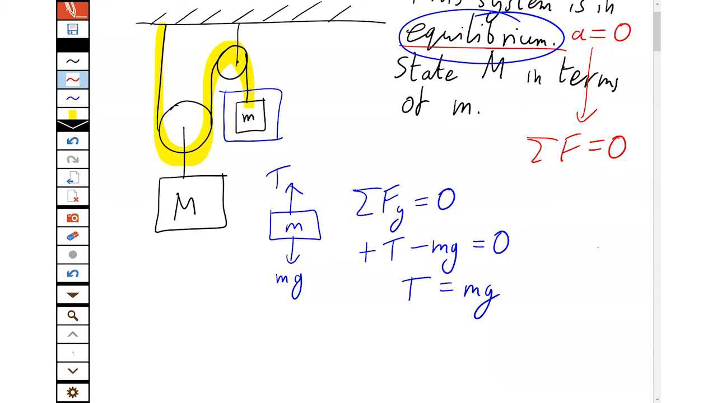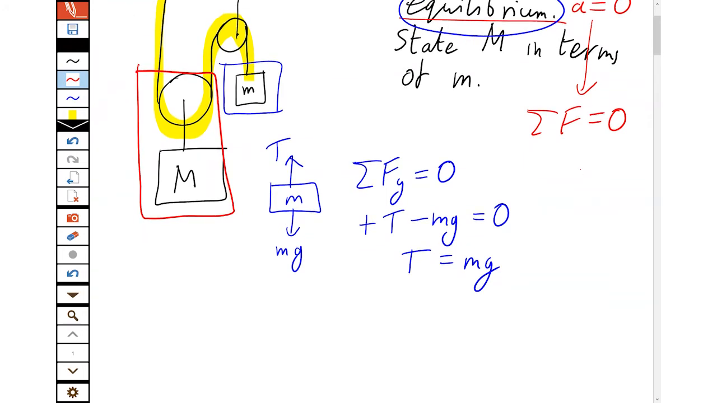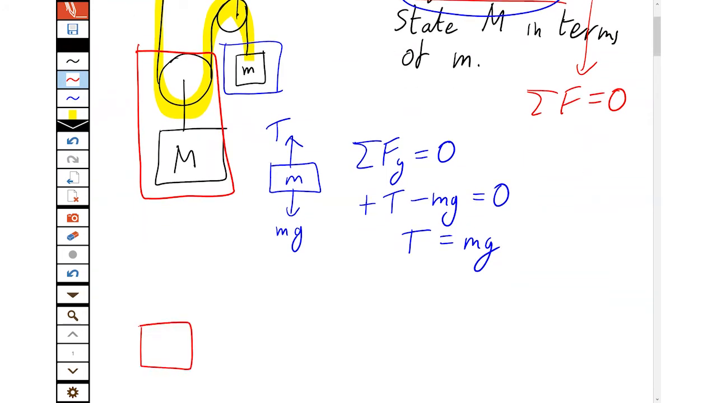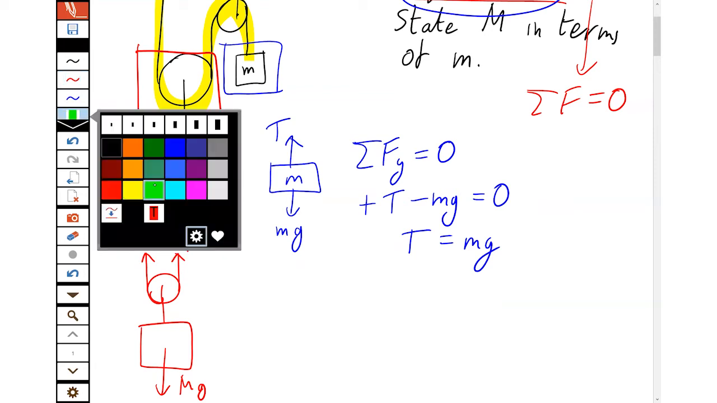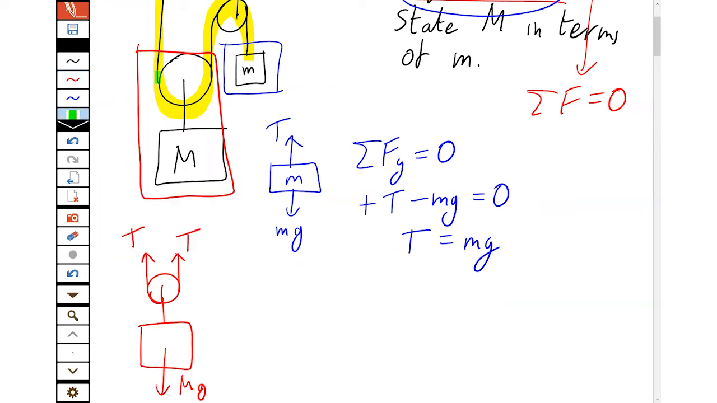Well, next, we look at how the big mass is connected to the same rope. So we look at this. And so we have the big mass connected to the pulley, and it has the big weight down, a tension up here, and a tension up here. Because remember, the tension pulls the same everywhere in the rope. So if we have a rope here pulling up, the tension is pulling up. The rope here is pulling up. The tension is pulling up.